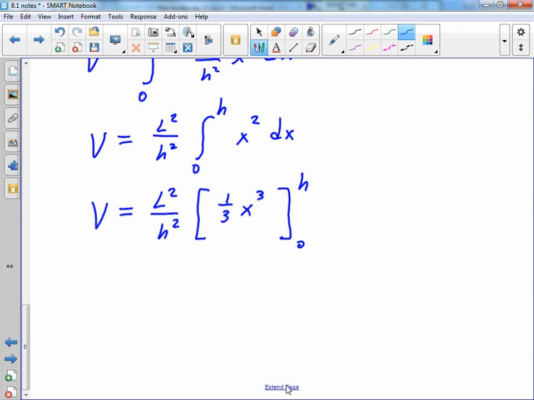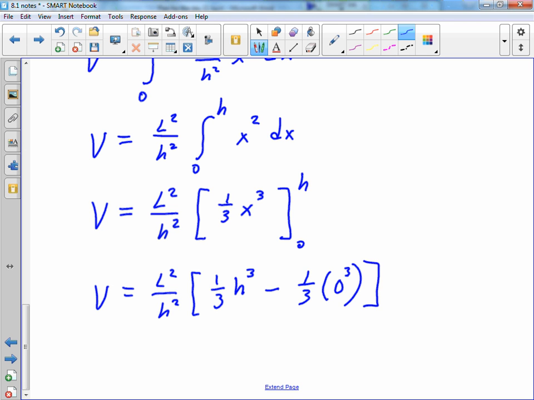So now we have the volume equals L squared over H squared times 1/3 H cubed. See, notice I just took my upper limit of integration, put it in, substituted in for X, cubed it, minus 1/3 my lower limit of integration, 0 cubed. Okay, so now we have the volume equals L squared over H squared times 1/3 H cubed.